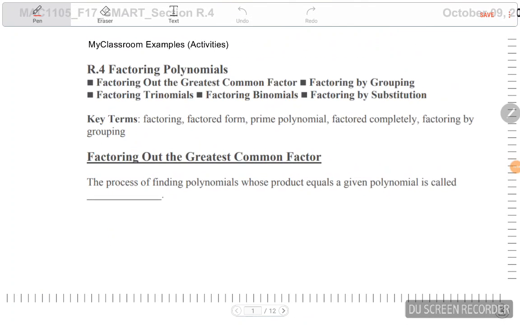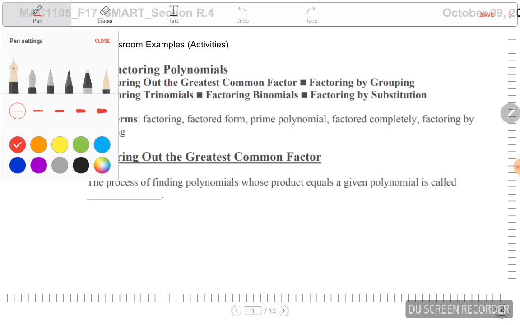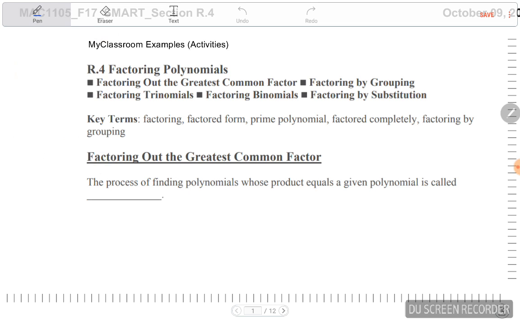I'm going to walk through the R4 set of, well actually these are my classroom notes. These are not the ones that you print out to do along with the textbook, but the ones that I usually do in class. So these will be very similar to the ones that you have in your My Notes printouts. So it starts off with factoring polynomials, factoring out the greatest common factor, factoring by grouping, factoring trinomials, factoring binomials, factoring by substitution. These are all the things that we're going to cover in this section.